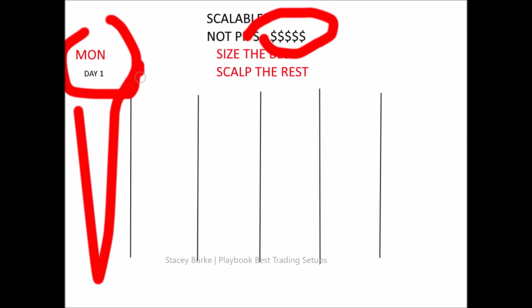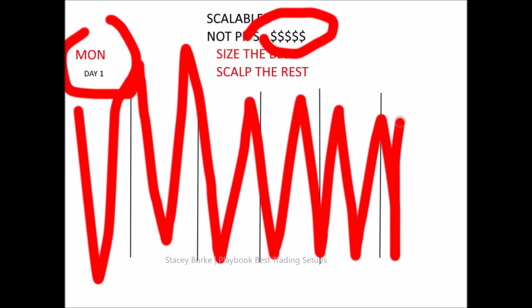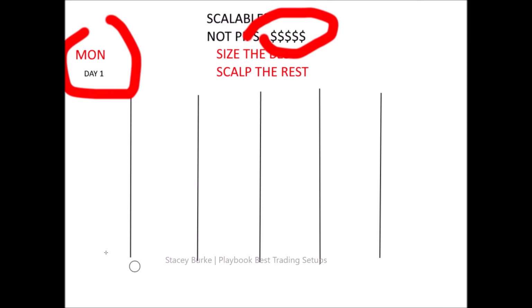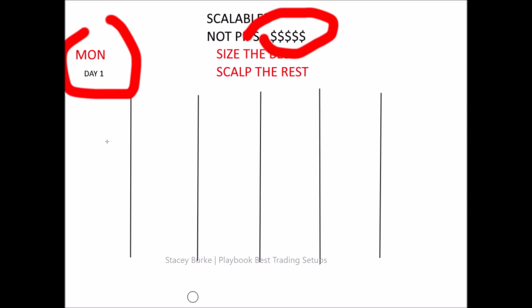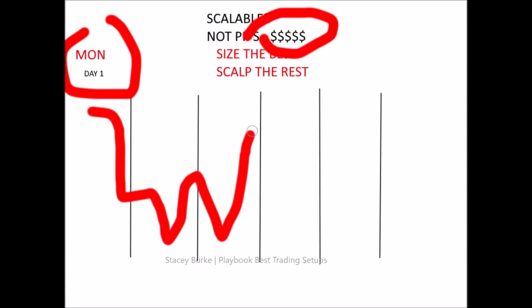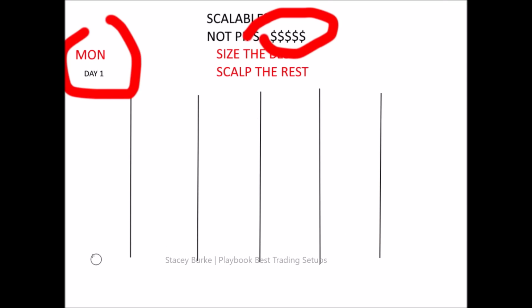If it's like this, I don't know what the hell's going on. I have no idea. Why trade it? This, I recognize. Stairs. Elevator. Stairs. Sometimes we'll get a break in structure. 1 push, 2 push, 3 push. Boom. Elevator.